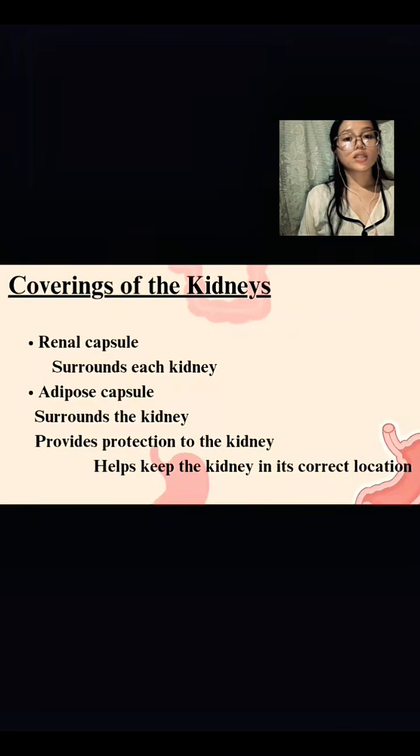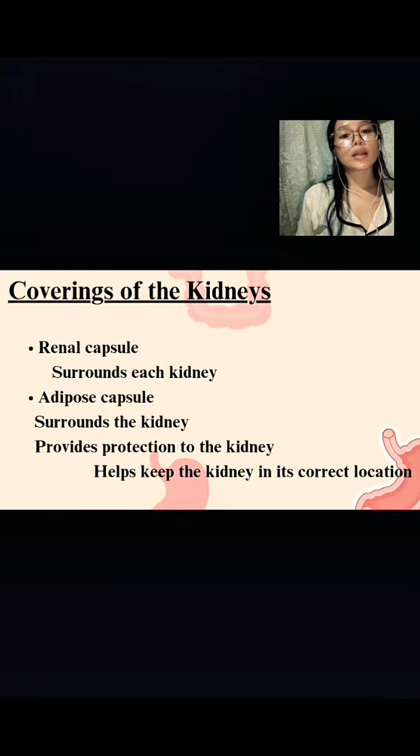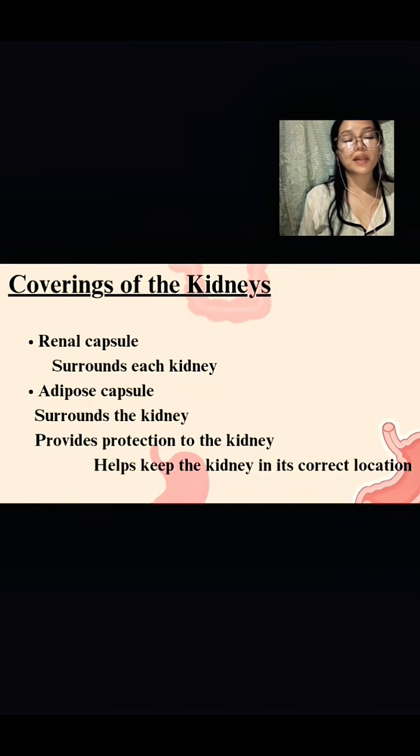Coverings of the kidneys. The kidneys have coverings to keep them safe. First is the renal capsule, a thin skin directly around the kidney. Then an adipose capsule, a layer of fat that cushions them and holds them in place.